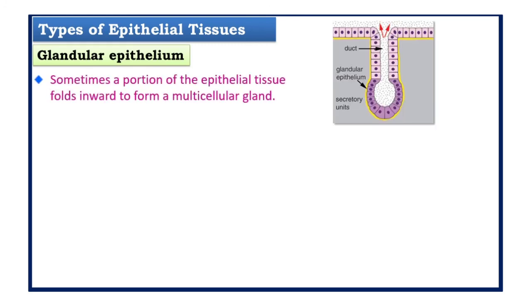Next are the glandular epithelial cells. As the name suggests, glands, these are present generally at certain points in our body. Sometimes a portion of epithelial cells, which are flat cells, fold inwards and form a multicellular gland. This structure is what is called the glandular epithelium cells.